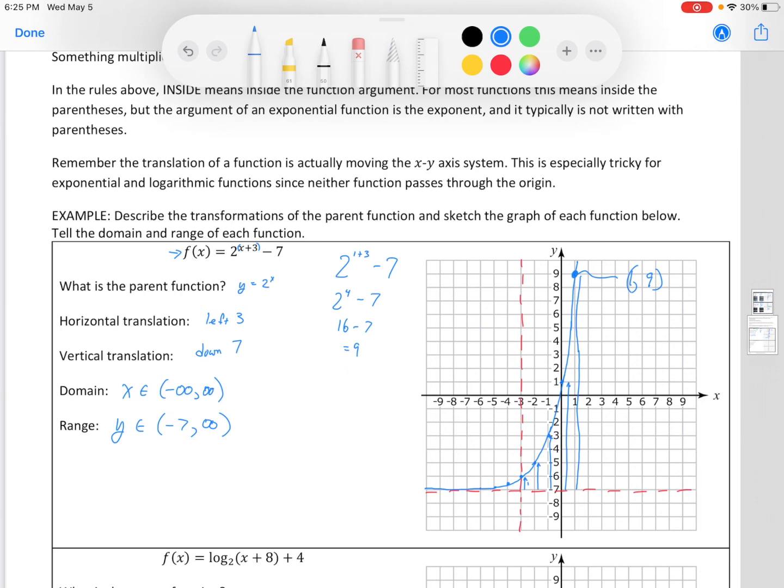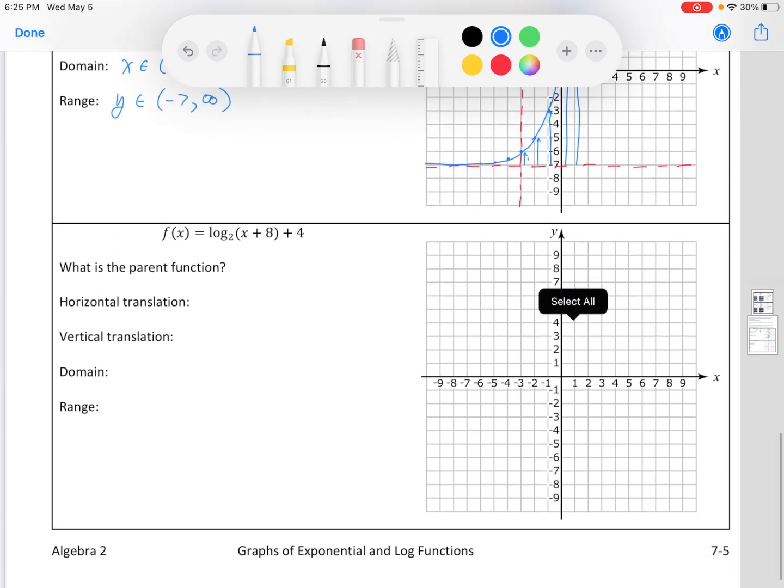So let's try it again. This time let's do a base 2 log function. And again, the first thing that we'd want to do is to look at the transformations there. And what I see is that my base function is the base 2 log function, and it's been shifted left 8 and up 4.